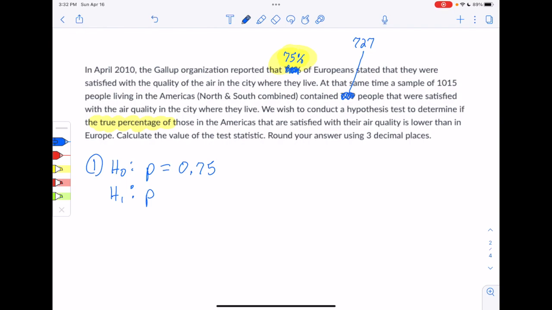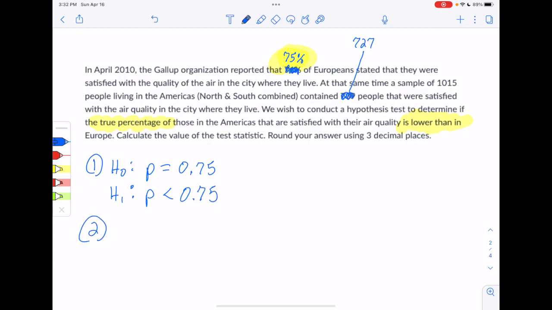And then for the alternative, we need to see whether we're doing a left-tailed, right-tailed, or two-tailed test. We're trying to see if the true percentage of those in the Americas that are satisfied with their air quality is lower than in Europe. So because of that lower than, we're going to say the alternative is that the value in the Americas is lower than it is in Europe.